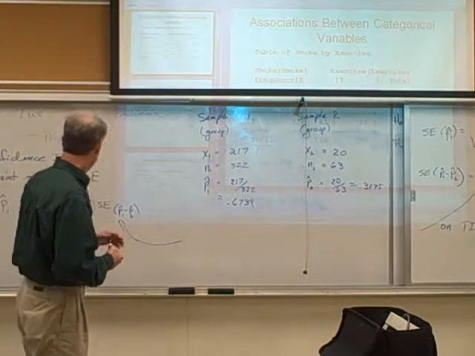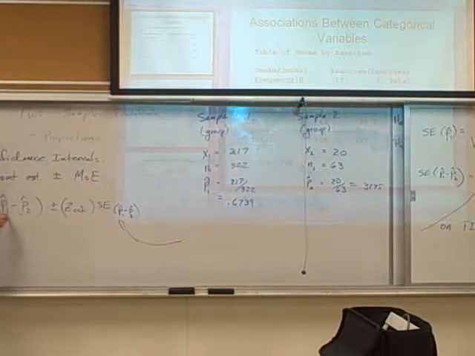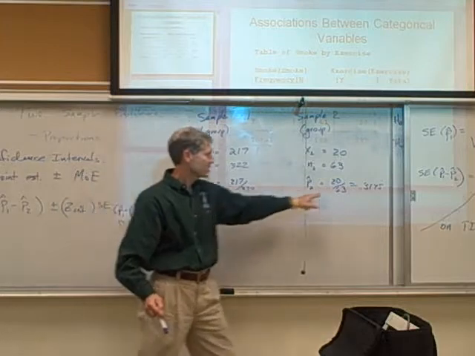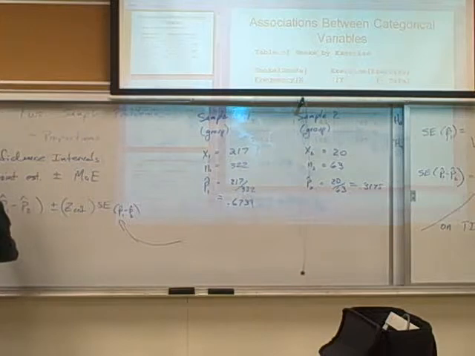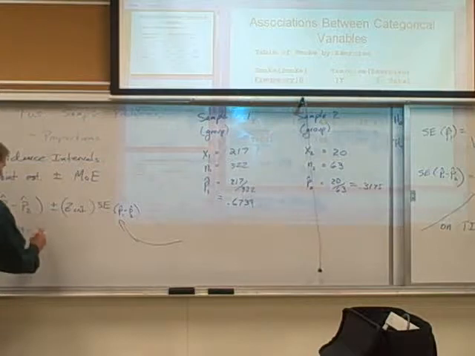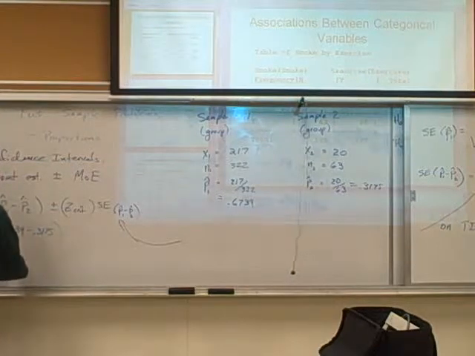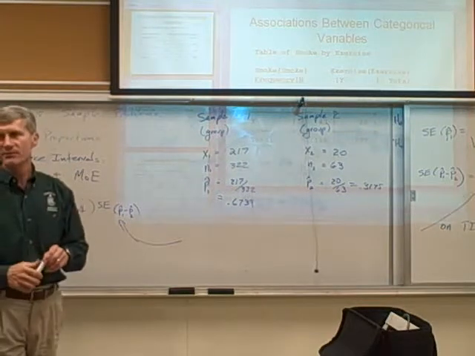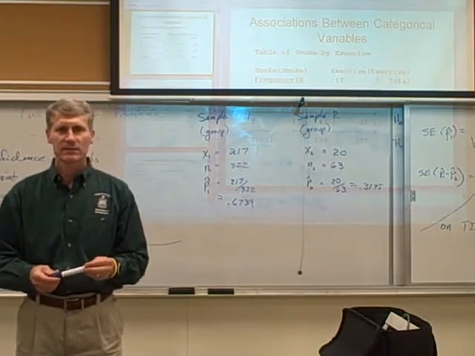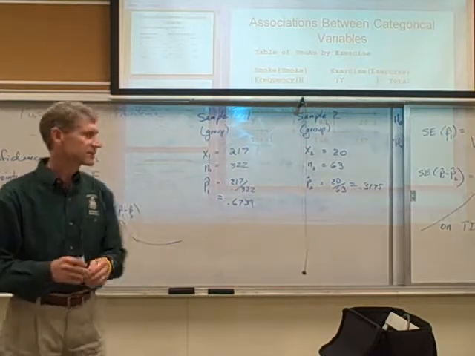So here we go. I want to do this by hand. So we need to compute P1 hat minus P2 hat. That's 0.6739 minus 0.3175. Now I'm going to go ahead and write it out like that, but then you tell me what the number is. So that's 0.3564. Like that. Okay? And then plus or minus Z critical value. Well, I want to do a 95% confidence interval, so what would my critical value be? 1.96. Good.